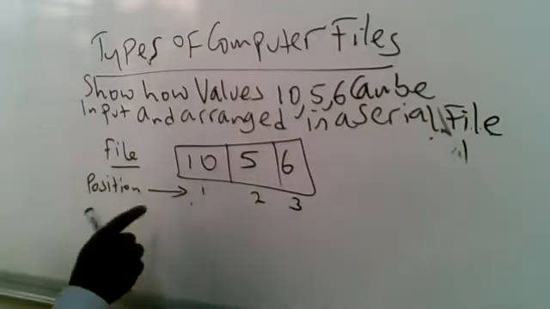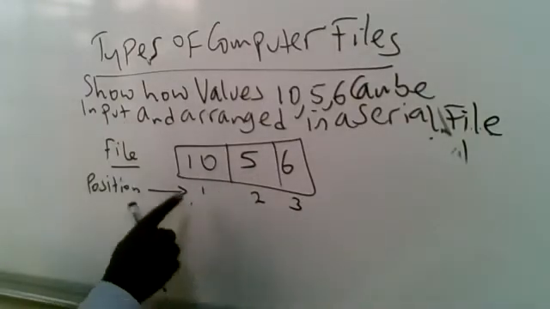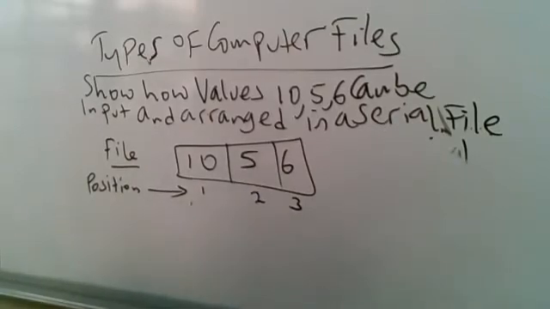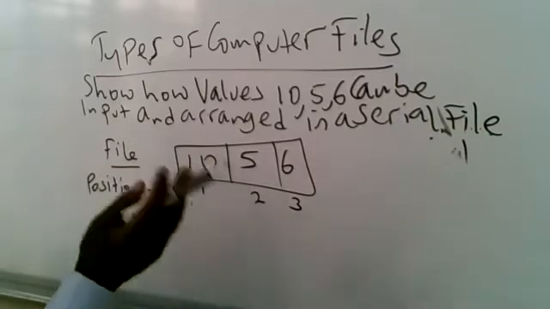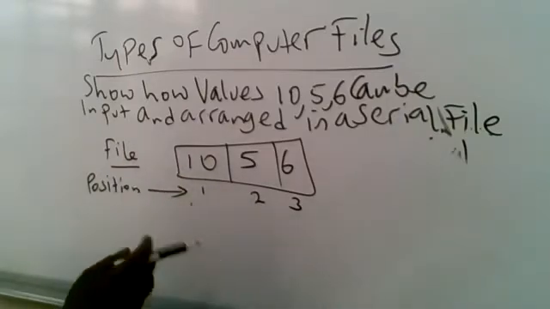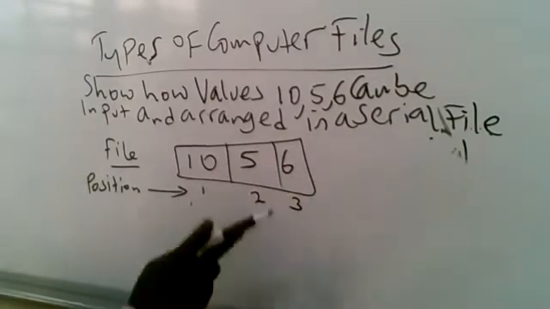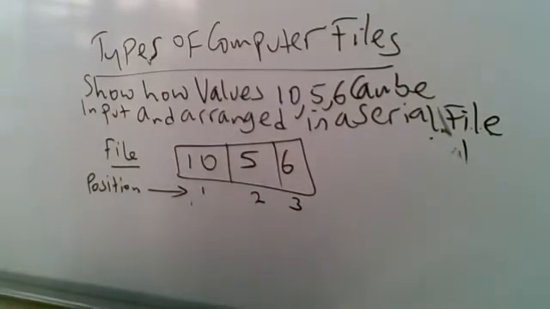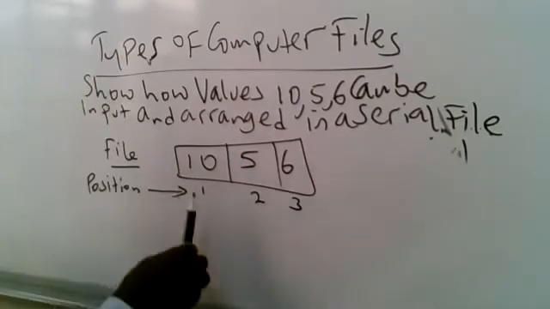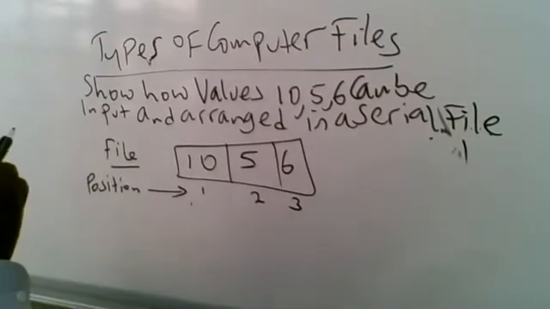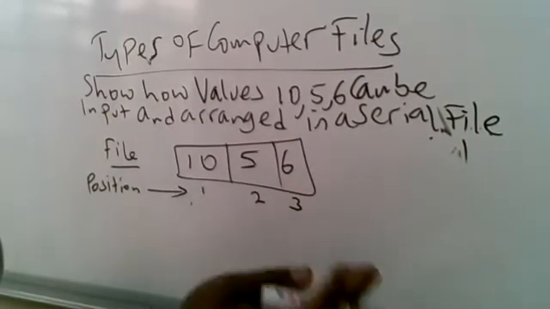So if it's looking for 5, it will begin from the start of the file, which is position 1. Here, it will check if the value in position 1 is 5, and this is 10. Then it will realize that 10 is not the value, so it moves to the next position and checks if this is the value. In this case, it will reach 5 in the second position. So when values are being searched from a serial file, the computer will search each value one after another from the first value until it reaches the value that is needed, or until it reaches the end of the file and the value is not there.